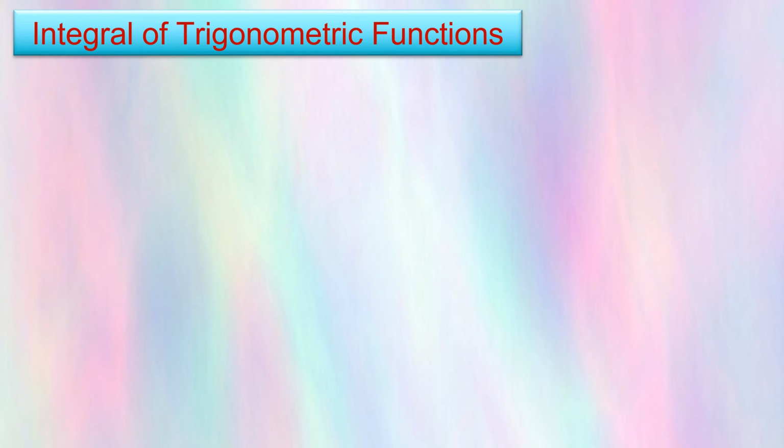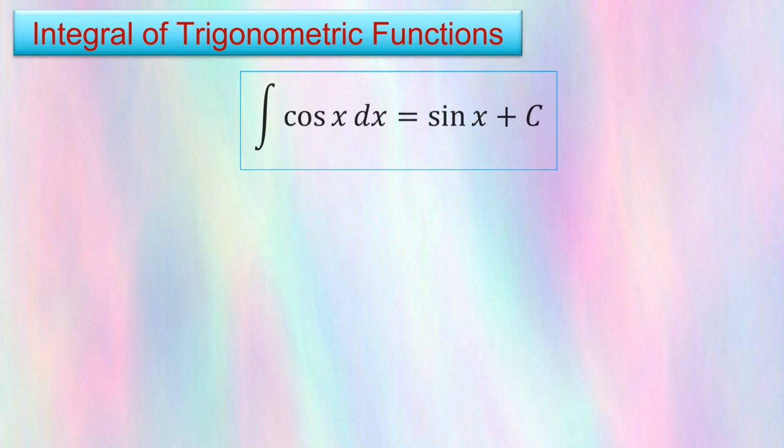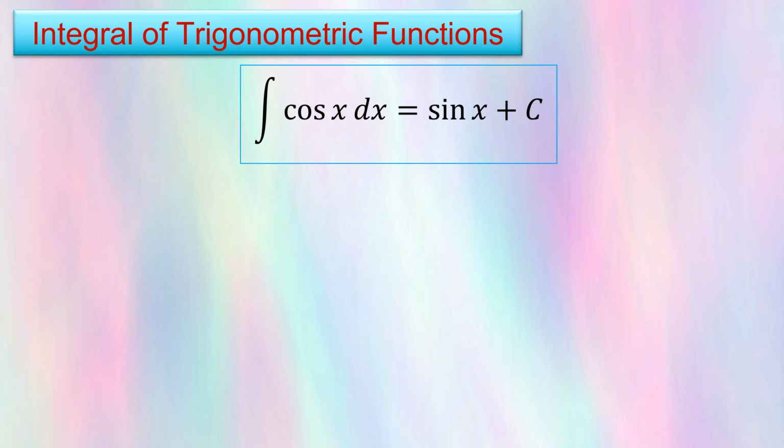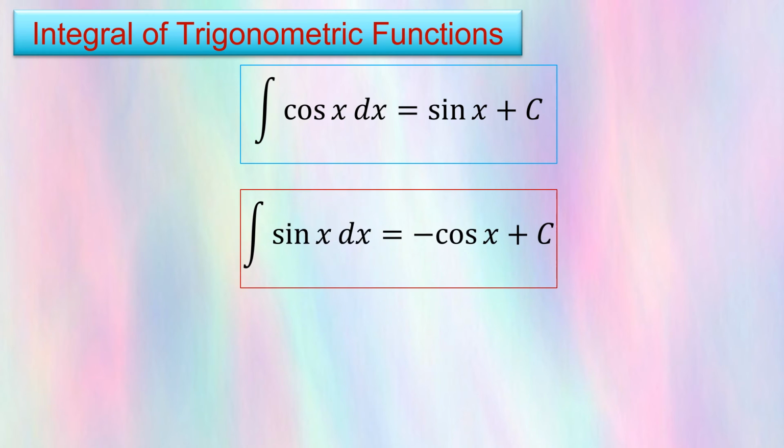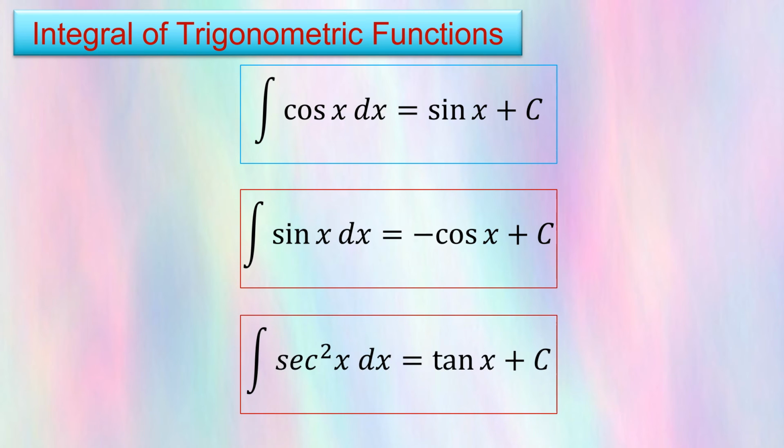So let us have the integral of trigonometric functions. The integral of cos x dx equals sine x plus c. The integral of sine x dx equals negative cosine x plus c, while the integral of secant squared x dx equals tan x plus c.